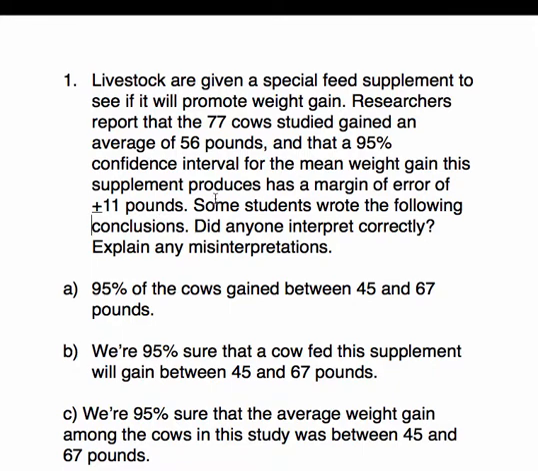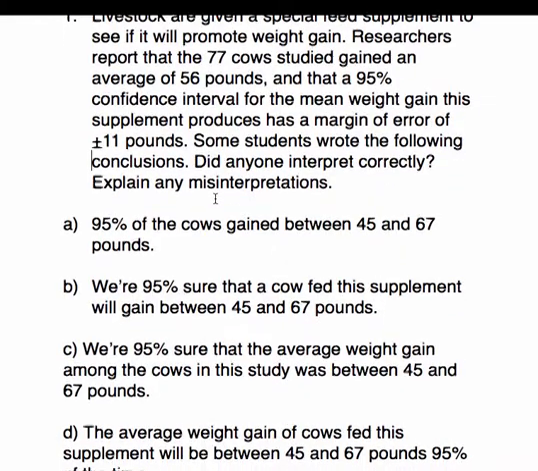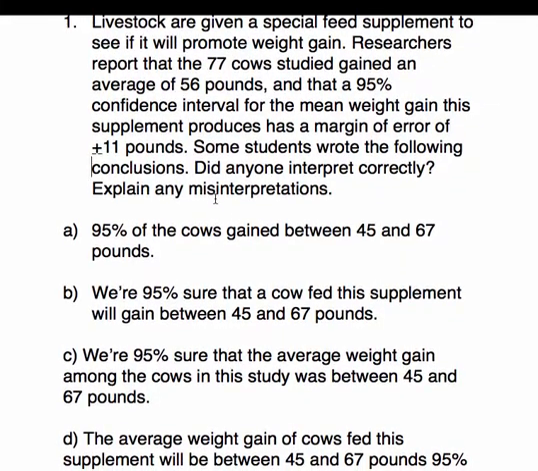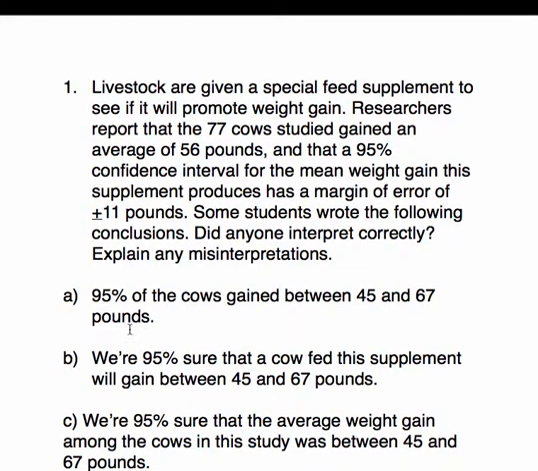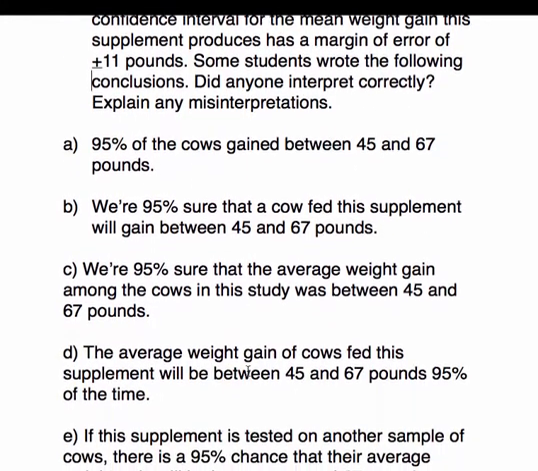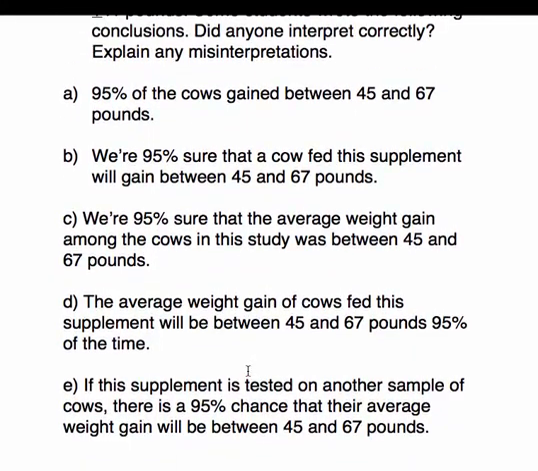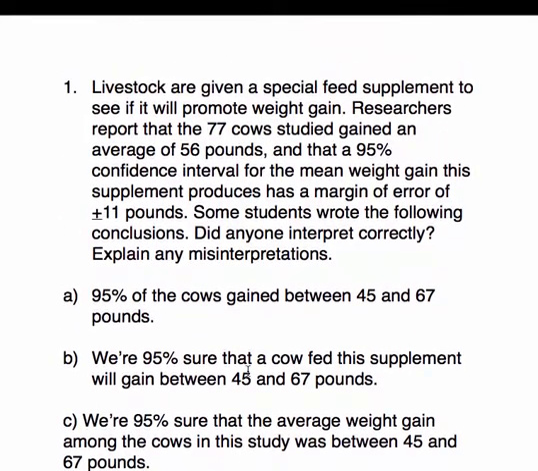So here's our set of questions. There's more than just what's on the screen. Right now you can pause and answer A, B, C. We'll go through them, and then there is a D and an E down here. So you can pause. If not, I'm going to go ahead and get started.